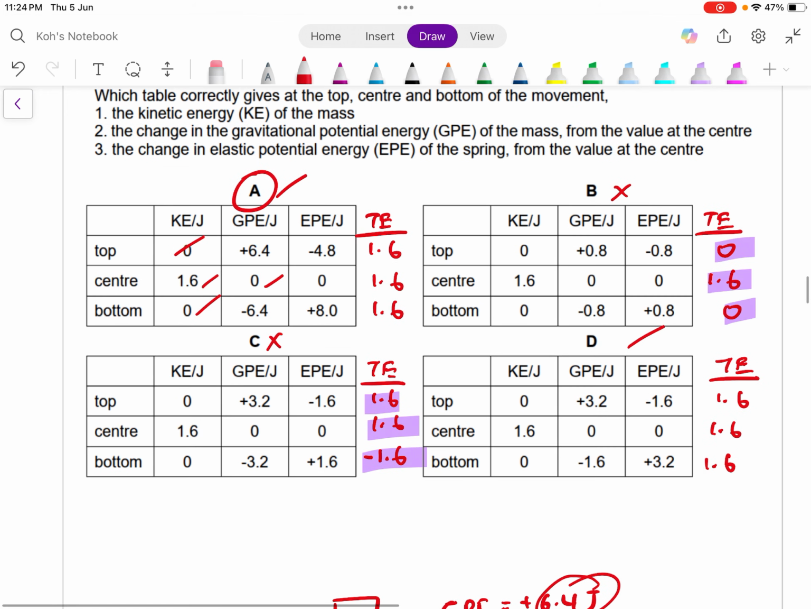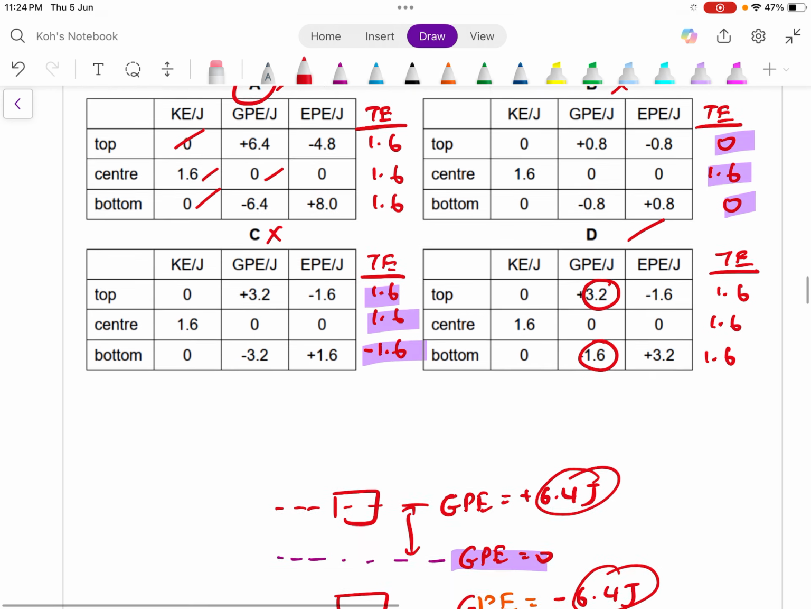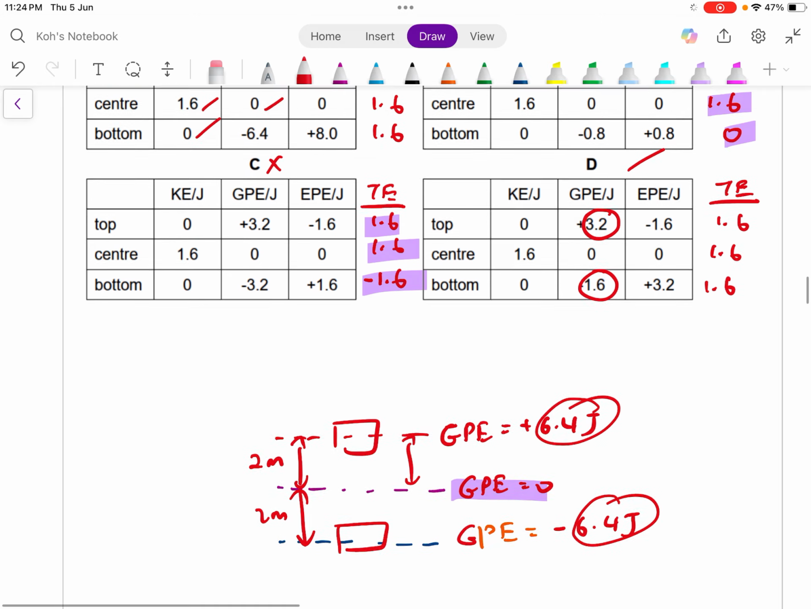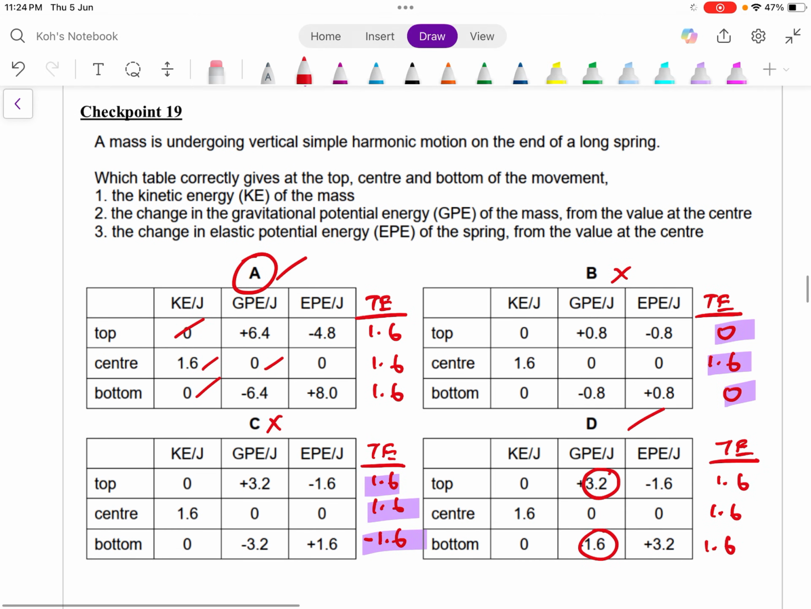But for option D, if you look at option D, the gain as you go to the top is 3.2. As you go to the bottom, it is 1.6. So the change is not the same. The change should be the same because, let's just say the height is 2 meters. As you go down, it's also 2 meters. So as you calculate using mgh, the change must be the same in terms of magnitude. So that's why the answer for checkpoint 19 should be A.